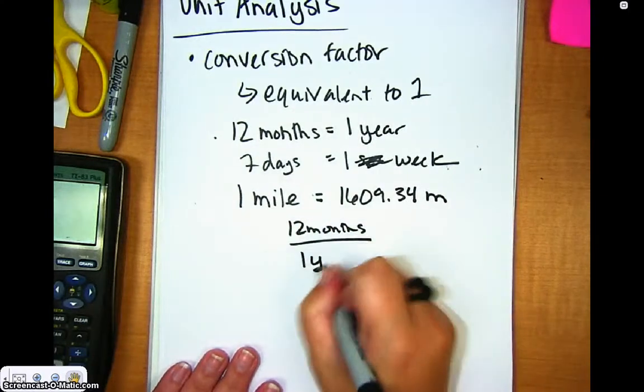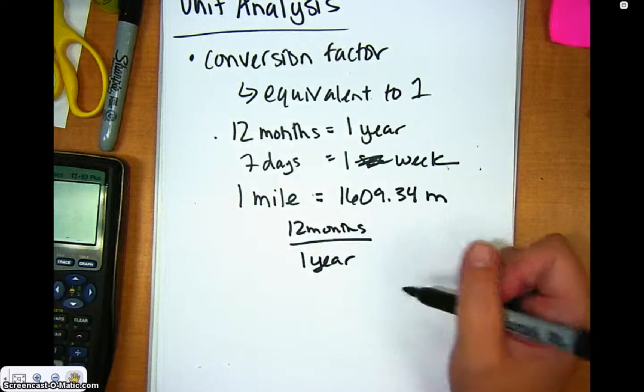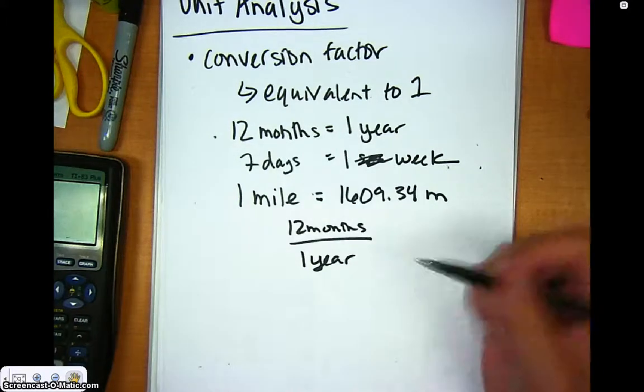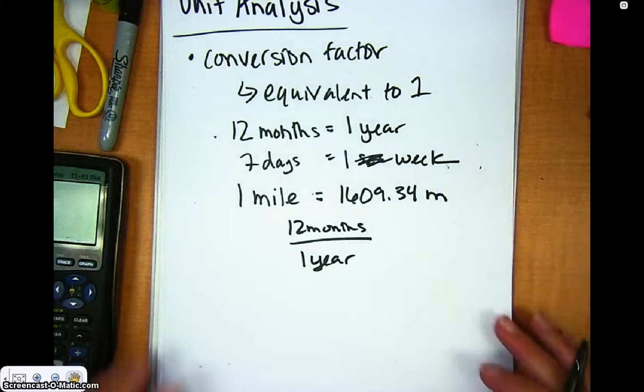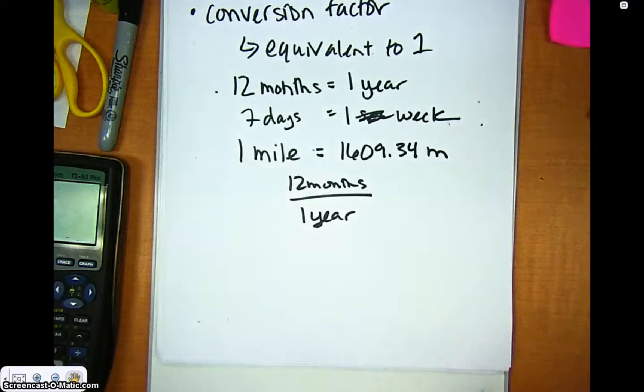over 1 year. So you can see how that's equivalent to 1, because you have the same on the top of the fraction as you do on the bottom of the fraction. So what we do is we start with 1 unit and we convert to another unit using a series of conversion factors. So we're essentially multiplying by 1 until we get it into whatever unit that we want it to be. So let me just start with an easy example.